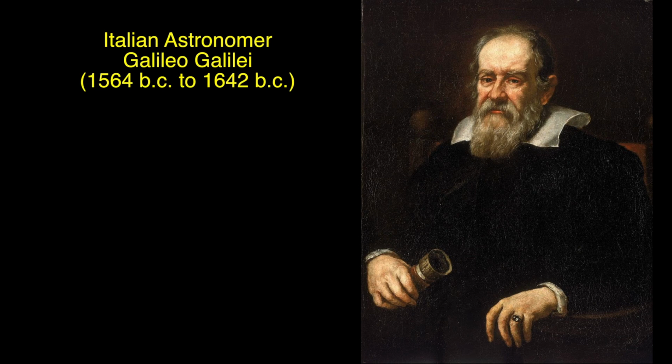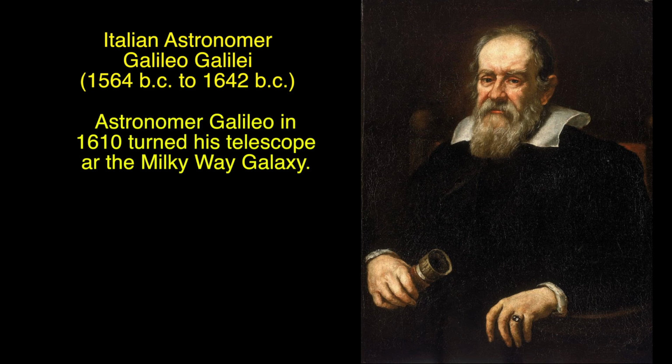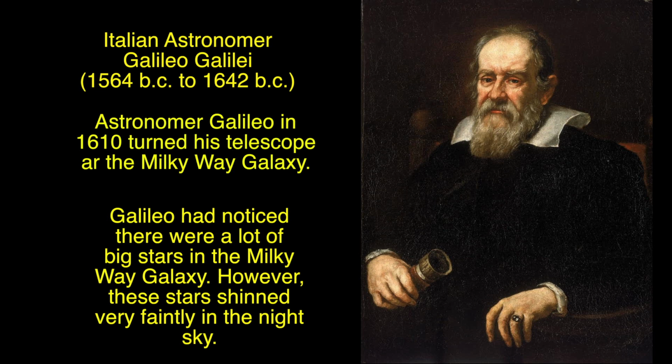Italian astronomer Galileo Galilei, 1564 BC to 1642 BC. Astronomer Galileo in 1610 turned his telescope at the Milky Way galaxy. Galileo noticed there were a lot of big stars in the Milky Way galaxy. However, these stars shine very faintly in the night sky.